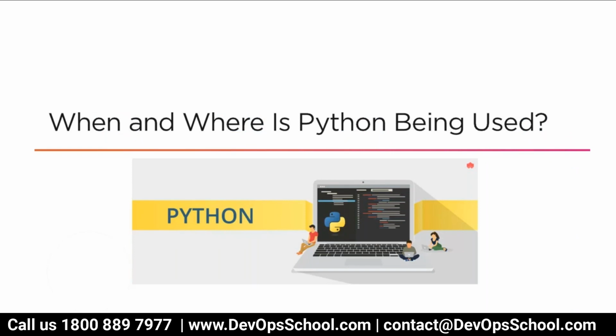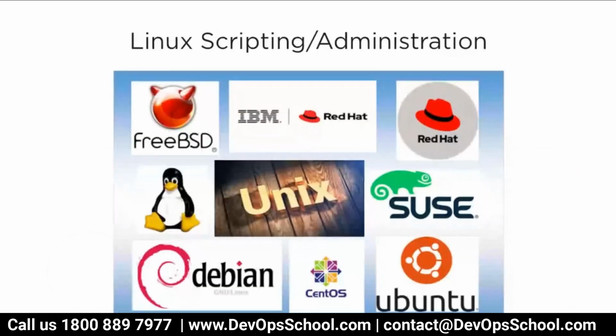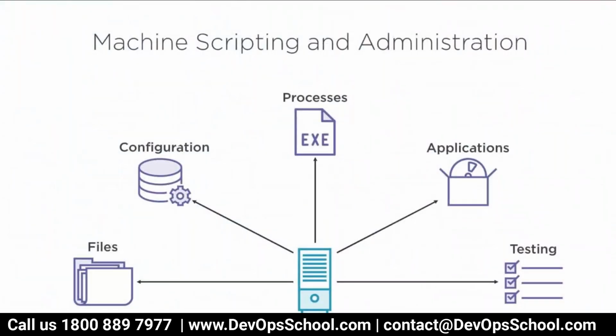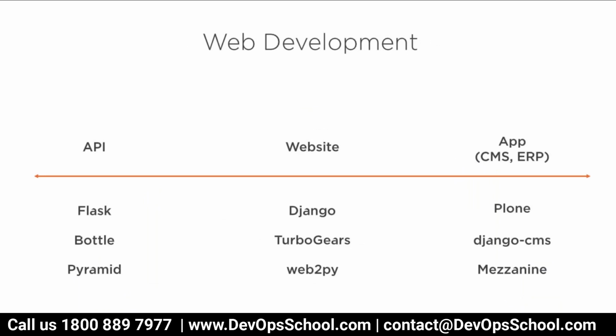So when and where is Python being used? Everywhere. Look at this. In Linux scripting and administration, and most of the time you will use Python in this category only because we are DevOps engineers, right? IT admins will use it for automating their work. Machine scripting and administration, so you can use Python for file management, configuration management, processes, application testing in the machines.